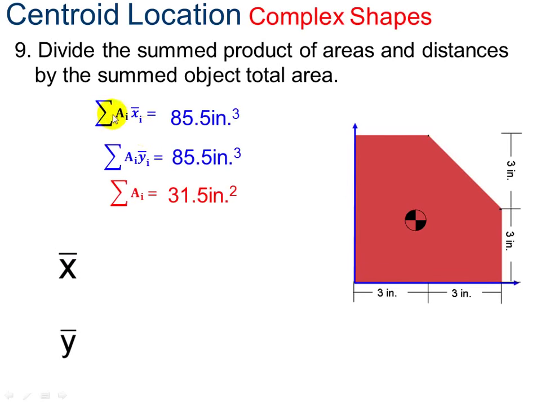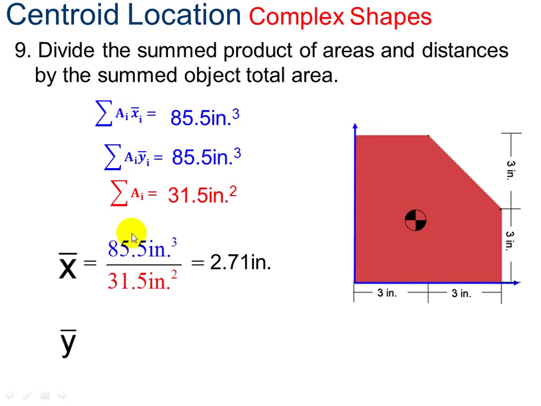So I'm going to take my sum of my areas times my x's, which is 85.5, and divide by the sum of my area. That will give me my centroid location. I should go over 2.71 in the x direction.